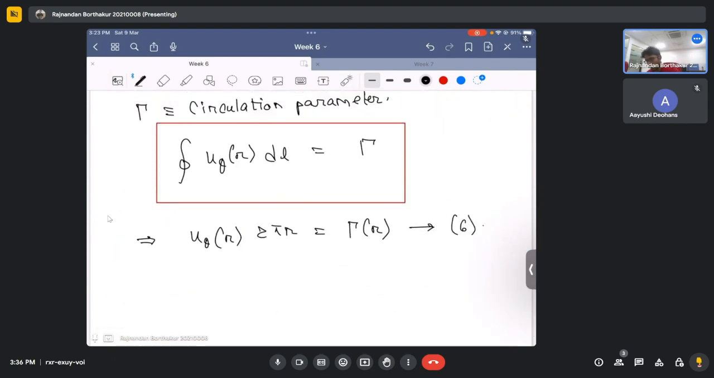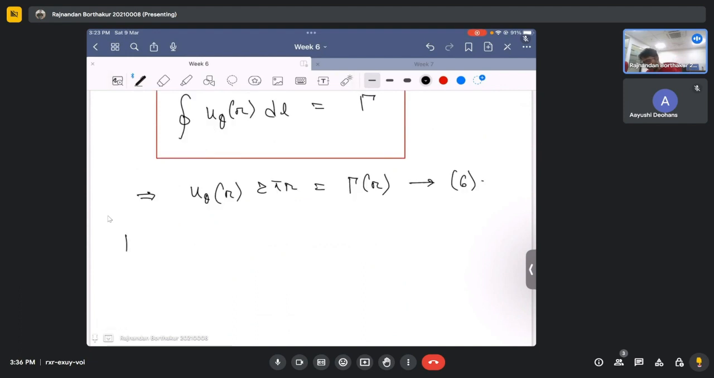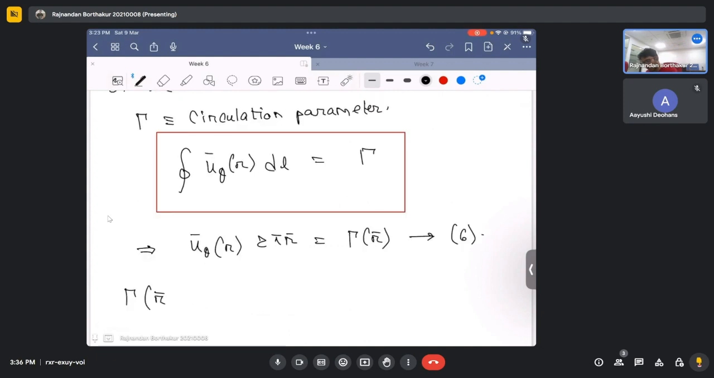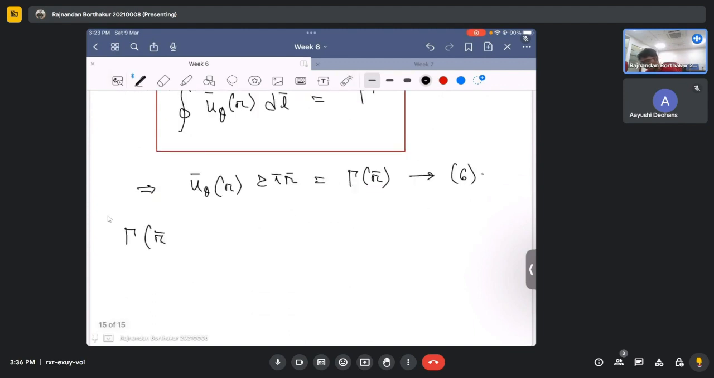Now, when this radius, I'll just say it's r bar, because we are dealing with non-dimensional problems, so this is just a bar quantity. The boundary condition is that gamma, when r tends to infinity, tends to a finite value, and we'll say this is gamma naught. This means that the circulation is basically bounded.